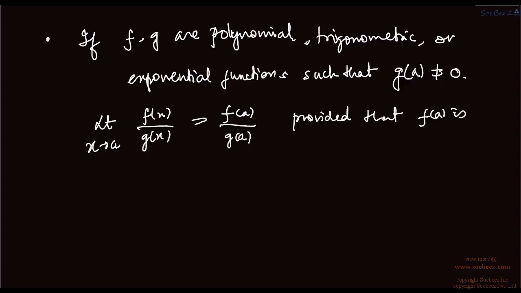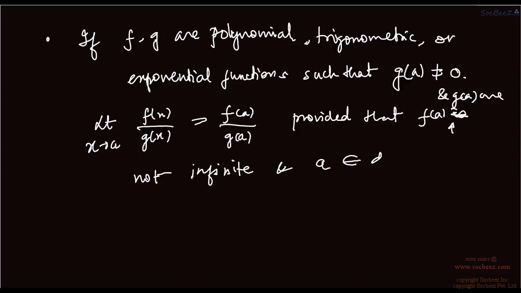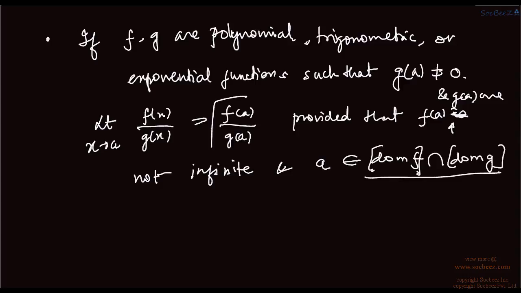that f(a) and g(a) both are not infinite or not defined, and a belongs to the domain of f intersection domain of g. You have to find the intersection of both the functions' domains, and you have to see that a belongs to that set. If a belongs to that set, then this limit will be f(a) by g(a). Just put the value of a.